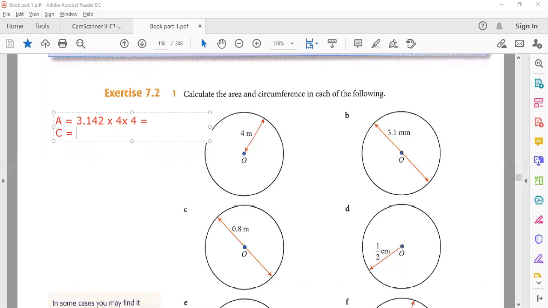So we have 2 multiplied by 3.142 multiplied by 4. With the help of this you will get your answer, that is your circumference. Like this you can solve the rest of the questions.